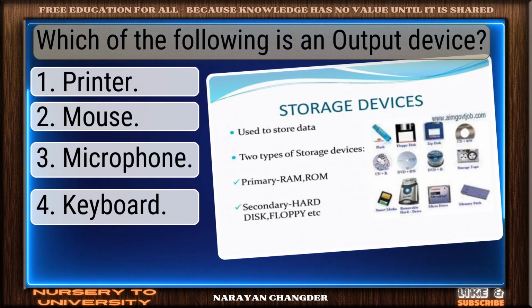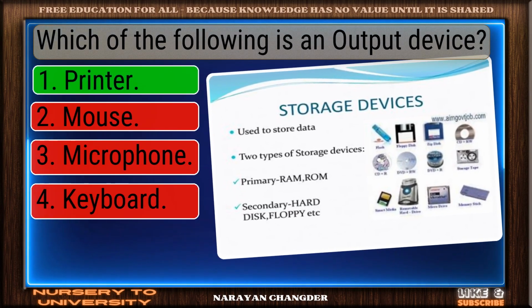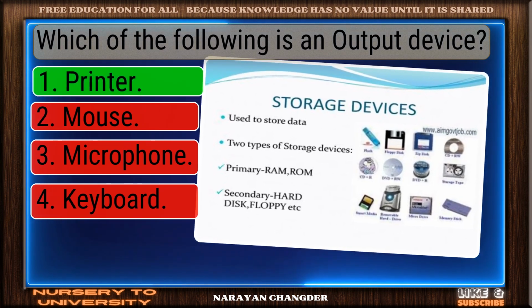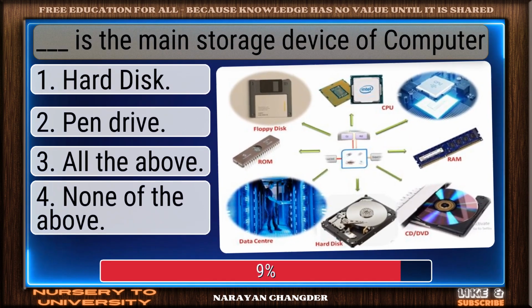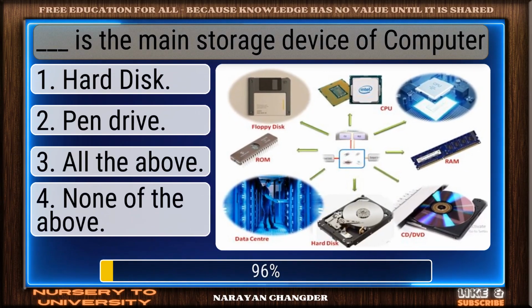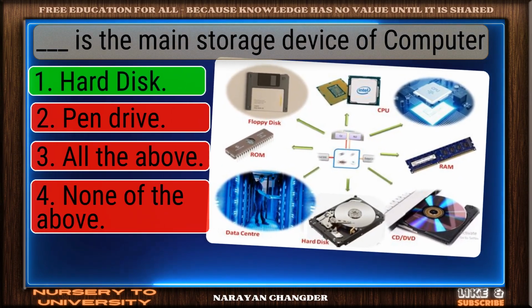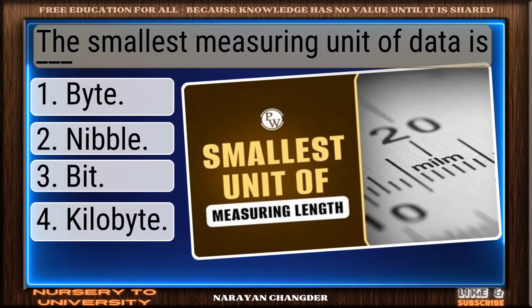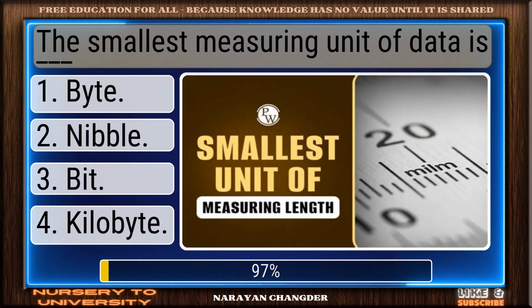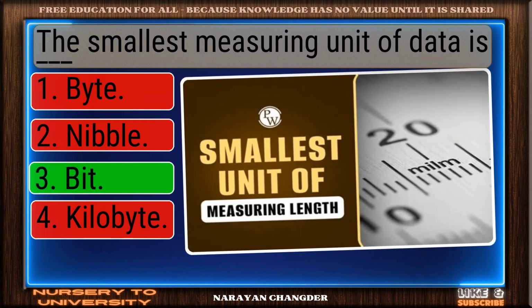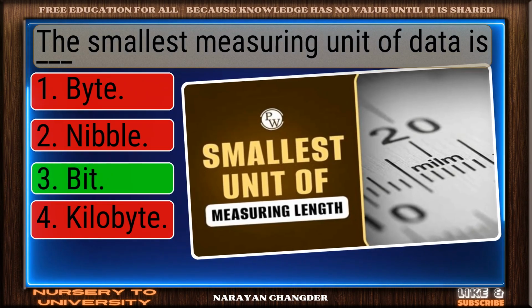Which of the following is an output device? Smart pick. Printer is the correct choice. Dash is the main storage device of computer. Great job. Hard disk is the accurate answer. The smallest measuring unit of data is dash. Clear logic. Your choice bit is sound and 100% true.